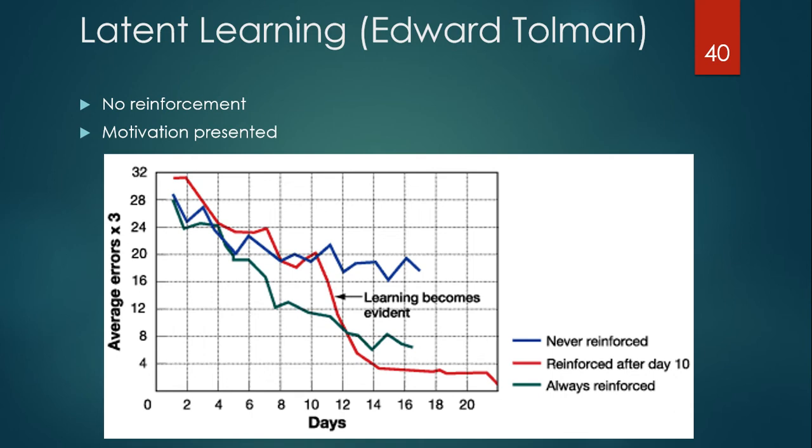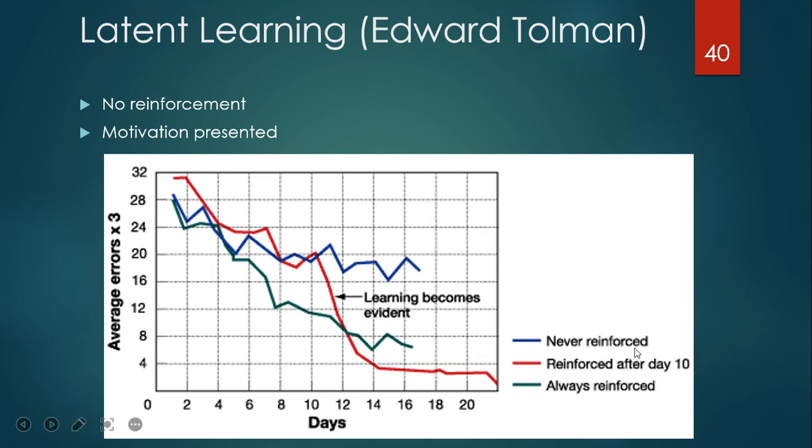So let's take a look at this graph here. This is going to explain it a little bit better. On the y-axis, we have average errors multiplied by 3. So the y-axis is just the number of mistakes made. And the x-axis is going to be days. So this is how many days the trial or the experiment had proceeded. And this is actually the number of mistakes that rats were making in a maze experiment. And we've got 3 different groups here.